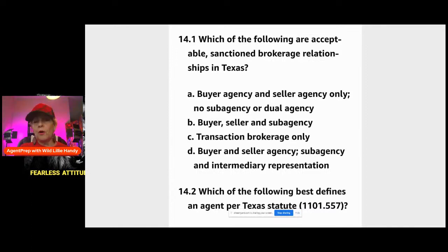Brokers are going to want you to have a buyer representation agreement signed, okay? And therefore, there won't be sub-agency. Some brokerages will not allow us to do sub-agency. So like mine, eXp Realty, we don't do sub-agency. However, that is one of the brokerage relationships that we have in Texas. And then when you're representing the buyer or representing the seller.